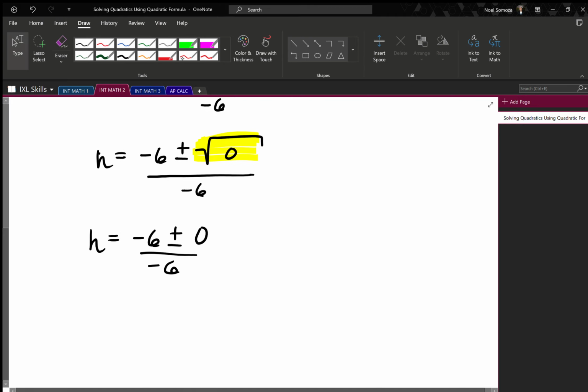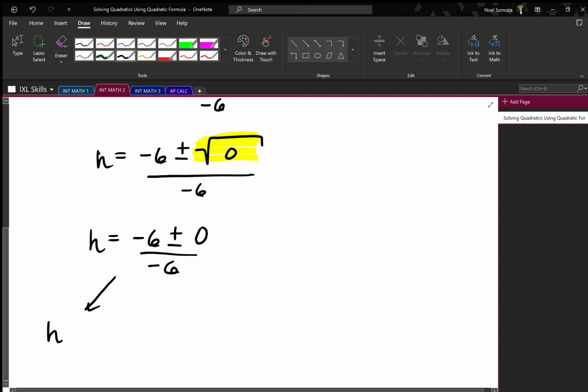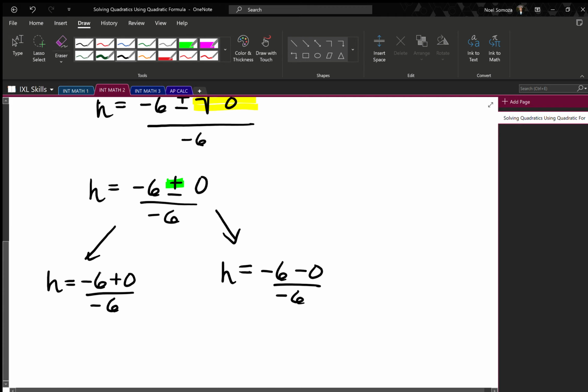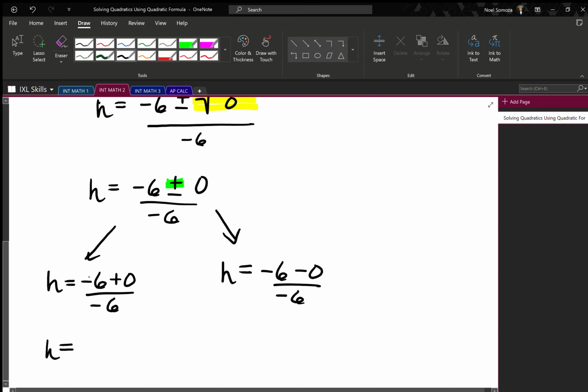Okay, now something interesting happens here. You have negative 6 plus or minus 0, right? So typically what you would do is split this up into two possibilities. You would take the positive as your first possibility. So you would get negative 6 plus 0 all over negative 6. And then you would take the other possibility, h equals negative 6 minus 0 all over negative 6. But notice that in both of them, if you add 0 or subtract 0, the numerator doesn't change. So we end up with h is equal to negative 6 plus 0, which is negative 6 over negative 6. So our answer ends up being a positive 1.